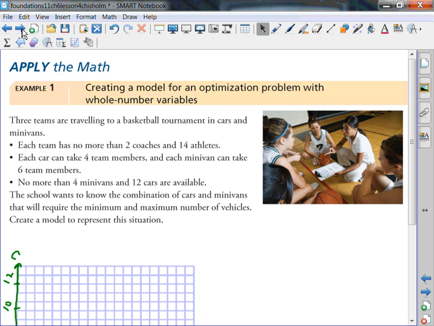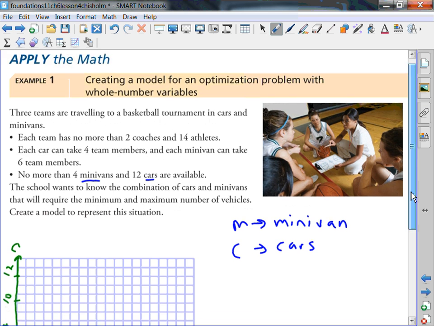So now when we go to create these models, the steps are going to go as such. We're going to add steps to move along, but for now, the steps are going to go like this. Step number 1 is determining our variables. Since we're talking about minivans and cars, right here you can see the minivans and cars, we can say that M is minivan and C is cars. Any questions so far? No? Okay, let's keep going.